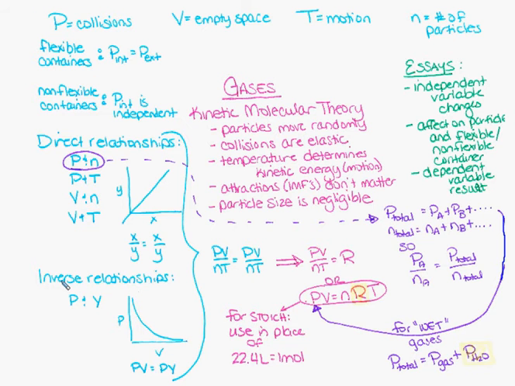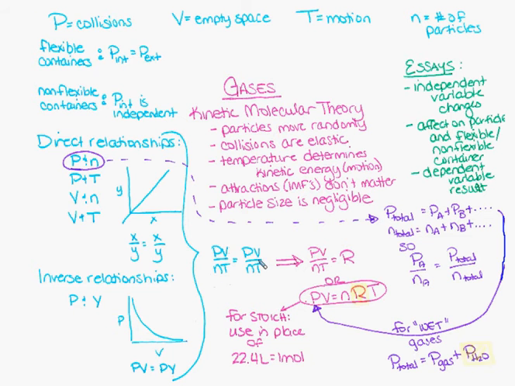We also took a look at the inverse relationship. That was our 3rd lab. And the inverse relationship said that if we plotted pressure and volume, we actually ended up with this curve. That's how we knew it was an inverse relationship. So instead of having a direct proportion, we have a multiplied proportion here.